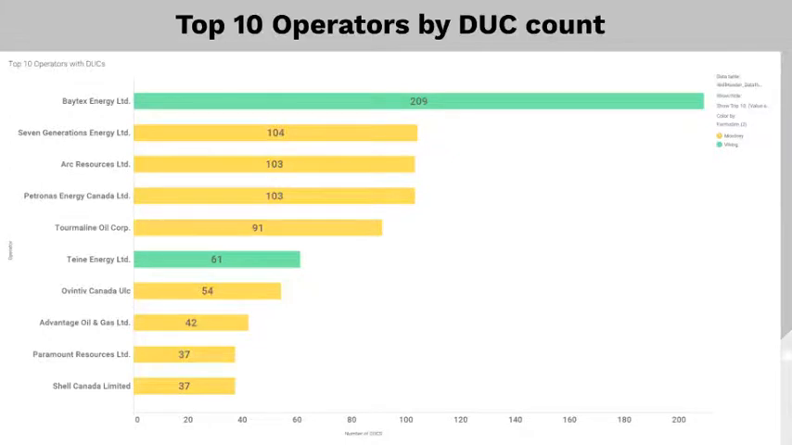Bankers can also strategically invest based on this information. Now, assuming both companies can complete all their ducks, Baytex could offer a higher return on investment because it has more wells coming online.